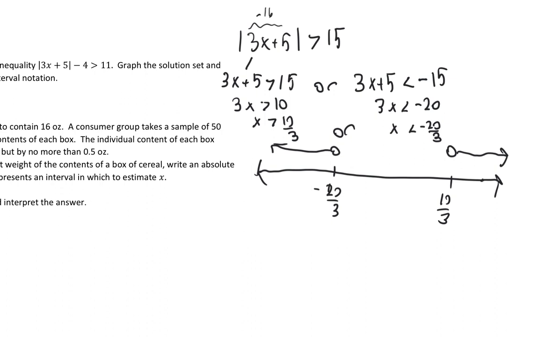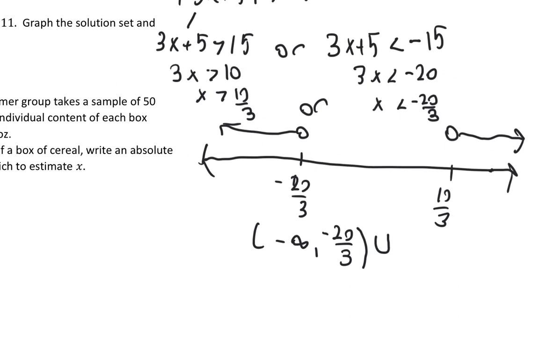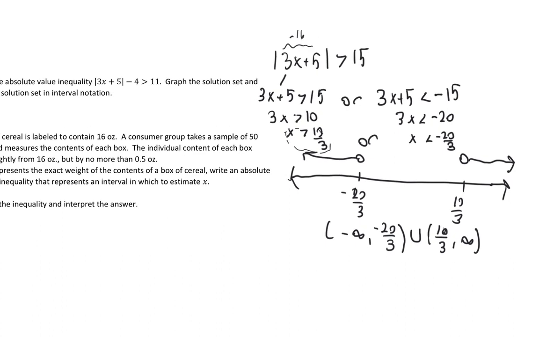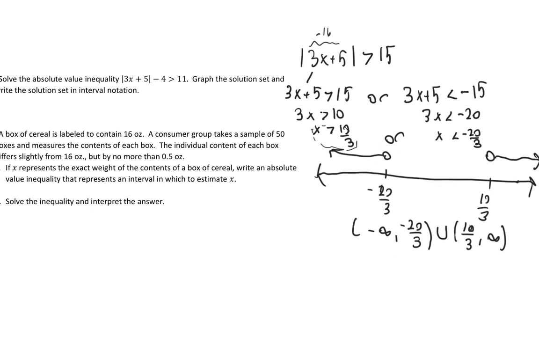So that's graphing it. And then to write the solution set in interval notation, well, it's going to be every number less than negative 20 over 3. So we're going to start at negative infinity. We're going to go all the way up to negative 20 over 3. We're not going to include it, so it's a parenthesis. Now we're going to use our union, because we're going to have another set of numbers. What's the other set? Well, it's everything bigger than 10 over 3. So it's going to be 10 over 3, comma, infinity. And that is our answer in interval notation. We've graphed it, so that's all we have to do for that one.